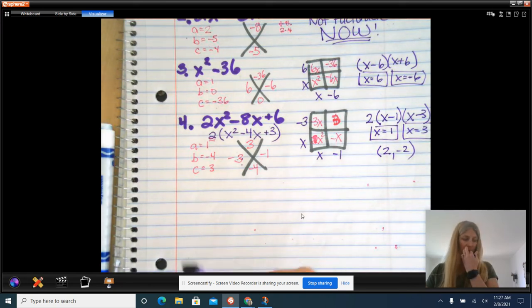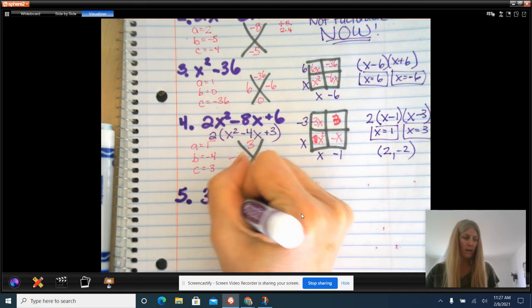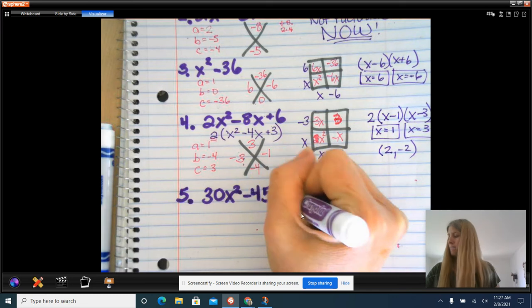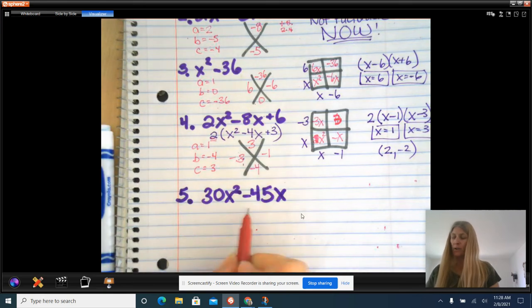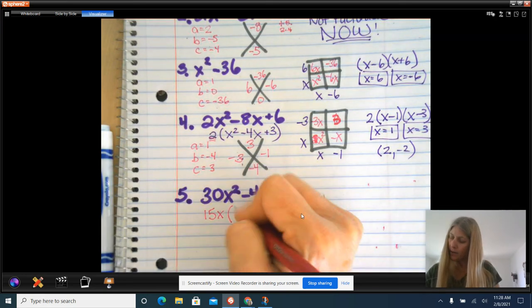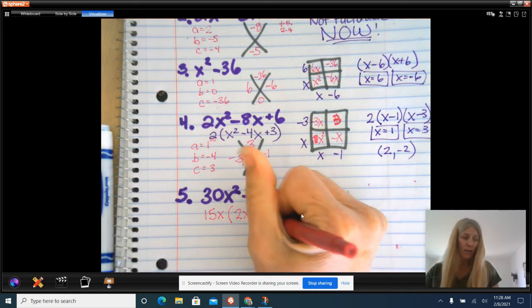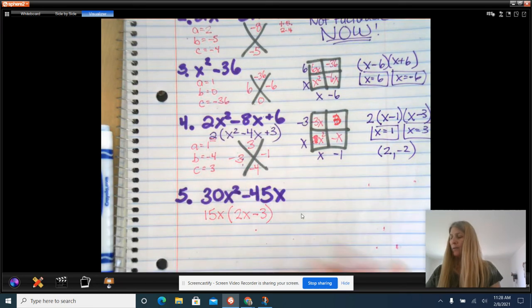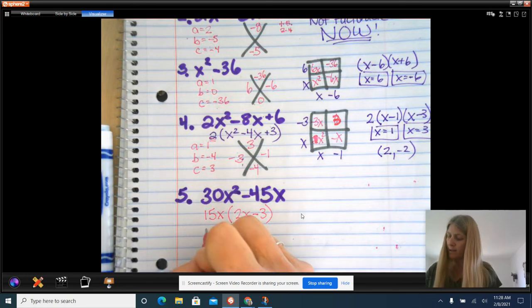Okay, our very last one that we're going to work on is 30x squared minus 45x. And like I said, always look to see if you can factor first because it makes the problem a lot easier. So if I can see that we could pull out 15x here, then I know that that's going to be 2x, and then over here, minus 3. Now, notice something happened here. I don't actually even have to use a generic rectangle or a diamond problem. I can just set each of these equal to 0.